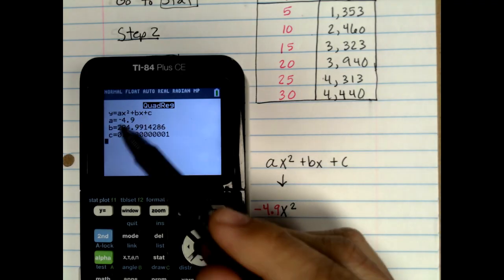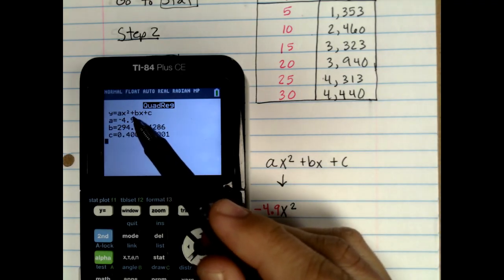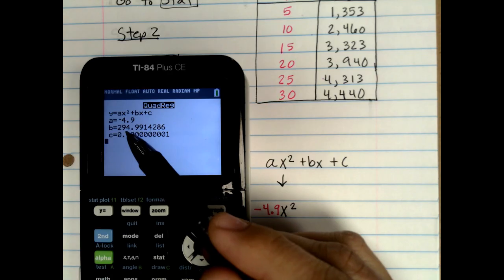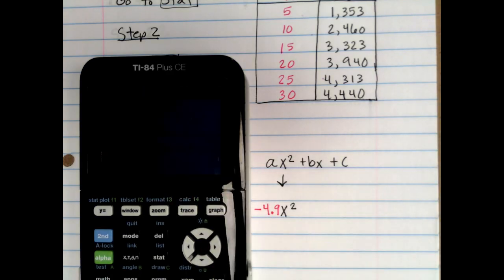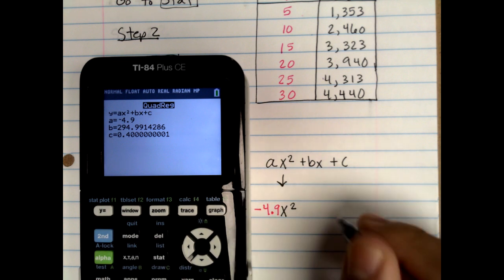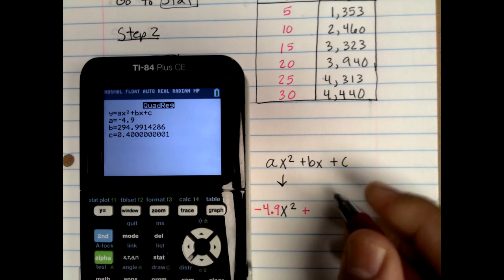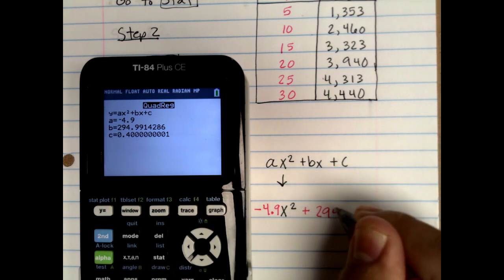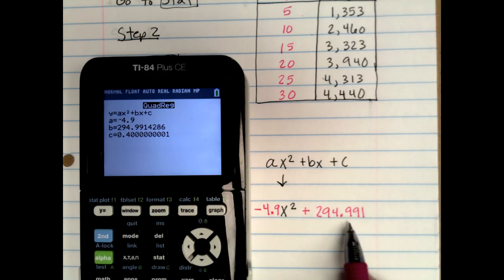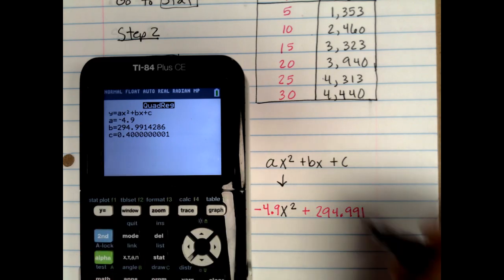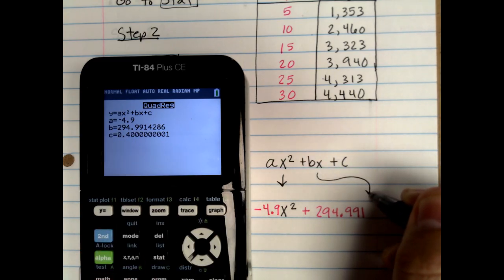Now the next number is going to be our b value, and our b value says it's 294.991. So I'm going to write that down, and it is a positive value, so I'm going to put plus because it's positive, 294.991. So there's my 3 decimal places to the right of the decimal, and then we're going to put our x there.